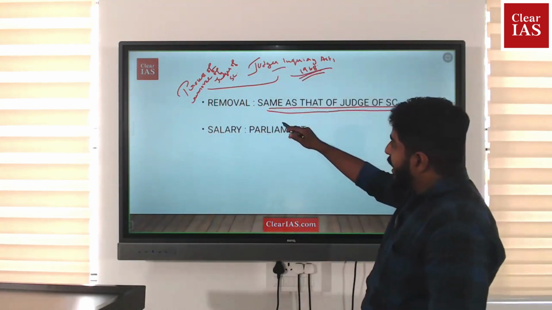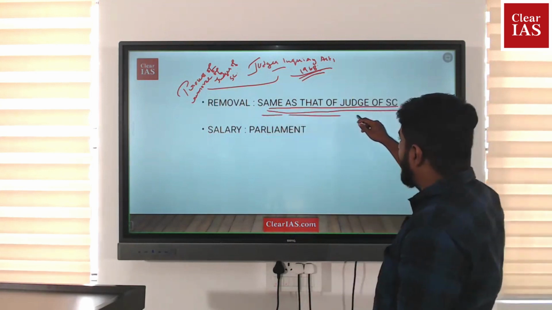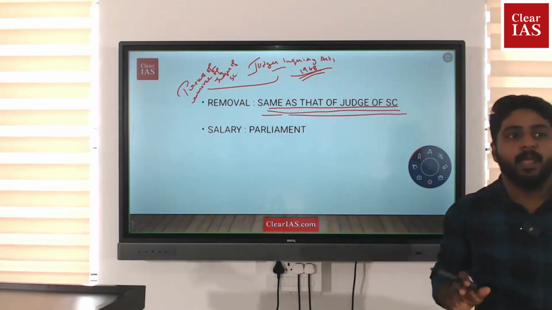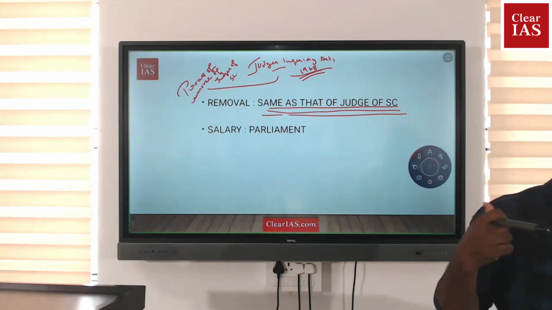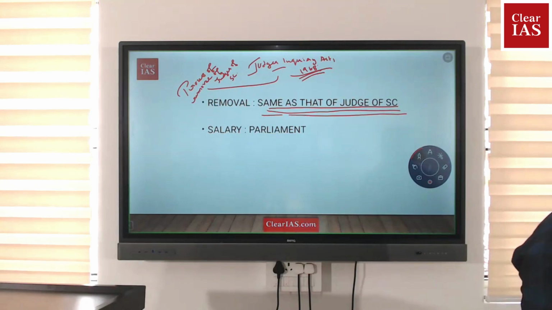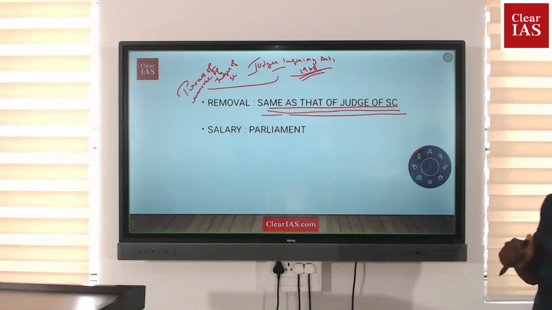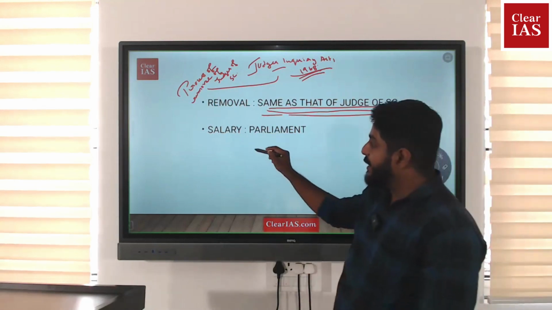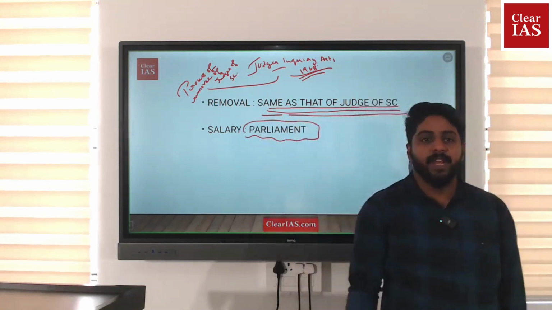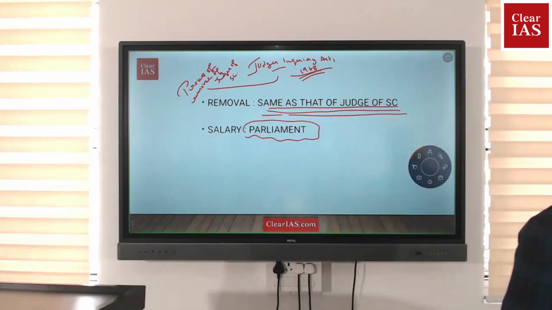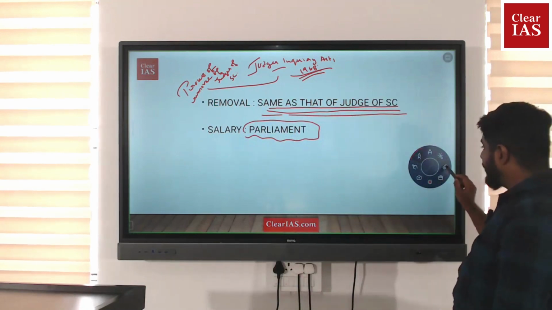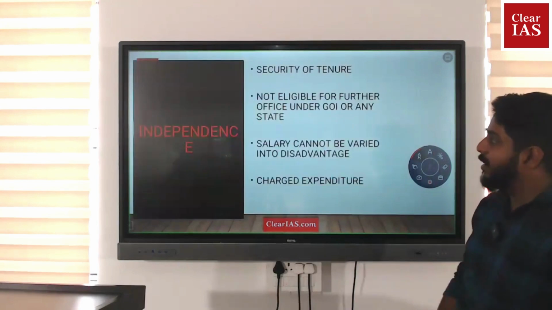So the removal in fact is the same as that of the judge of the Supreme Court. All this same process is applicable for the removal of the Comptroller and Auditor General of India also. Fine. Now, what about the salary? The salary is determined by the Parliament of India. Okay. The salary of the Comptroller and Auditor General is in fact determined by the Parliament of India.